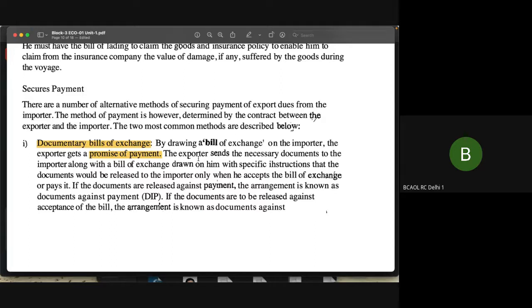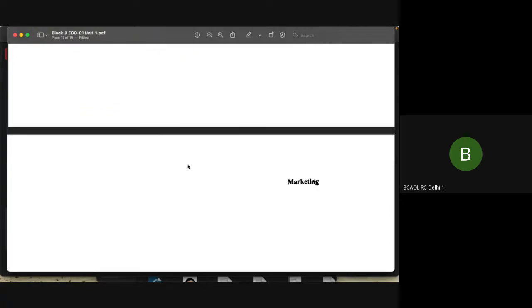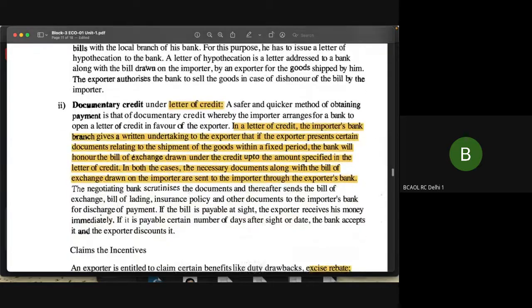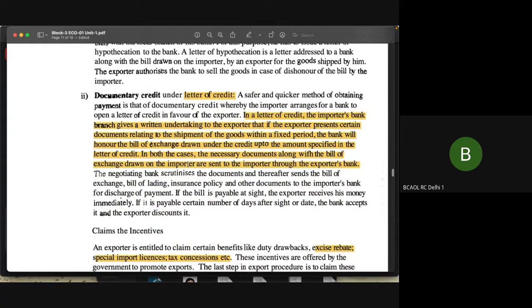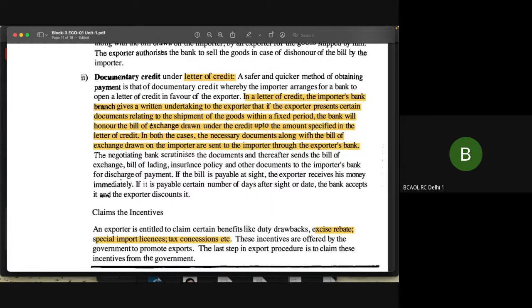Or when there are trust issues involved, okay, when the importer and exporter do not believe each other, there is no trust, then what they do is that they get the banks involved. Now what will happen is that the importer will create a letter of credit, give it to his bank, and he will say that when the goods are delivered and the exporter shows you all the documents, then you release the payment. Okay, what is happening here?